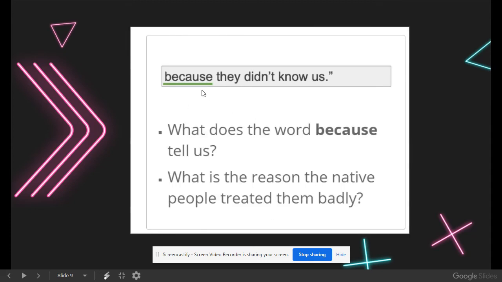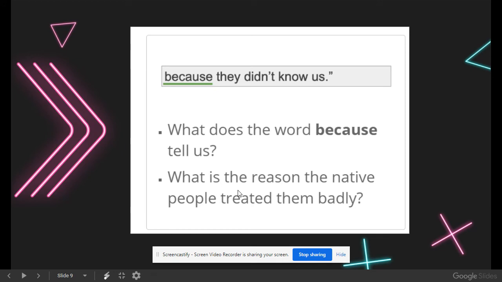Now let's look at this word because. Anytime you see the word because, you know you're going to get a reason for something. Why did you do it? Because you're going to get that reason. So what is the reason the native people treated them badly?